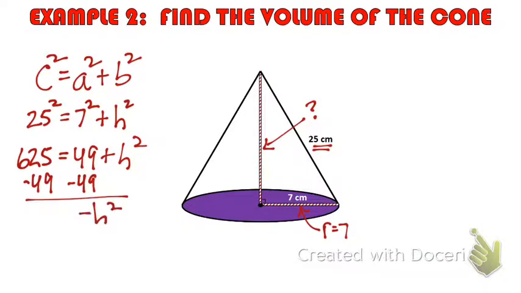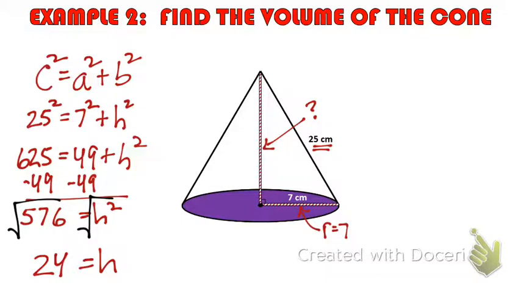and we'll have h squared equals 576. And then we take the square root of both sides so that we find h instead of h squared. And the square root of 576 is 24. So this first part of the problem was just so we could find out that the height of this cone is 24 centimeters.